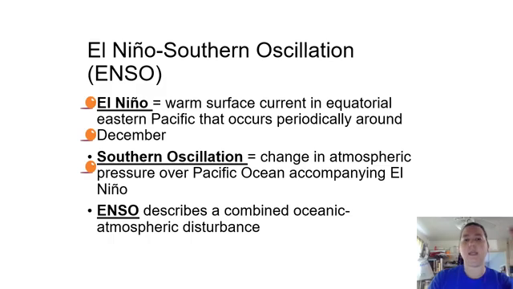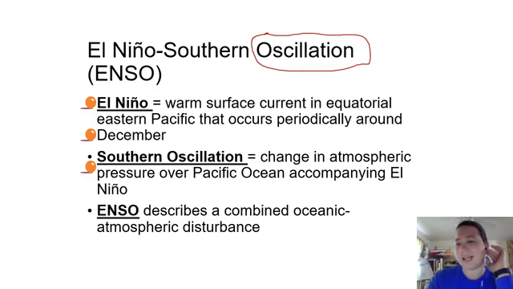Upwelling and downwelling can actually flip-flop and change, and that's where we get things called oscillations. The most famous of these oscillations is called El Nino. El Nino, or Southern Oscillation, ENSO for short. And what this is, is a combination of issues going on, or not issues, but it's a normally occurring process.